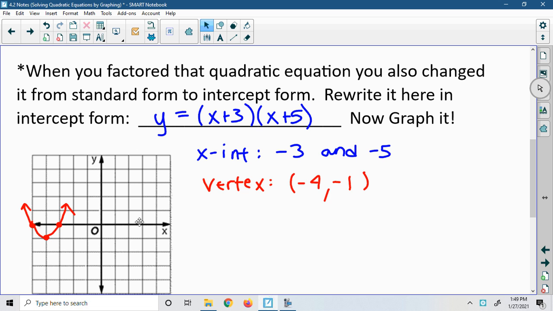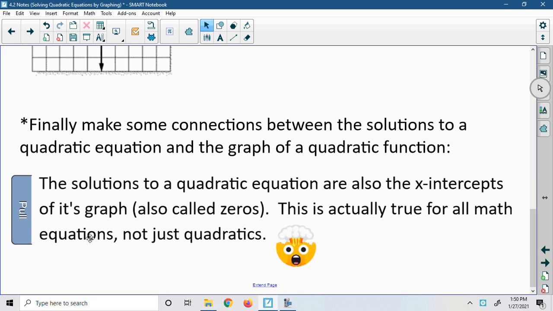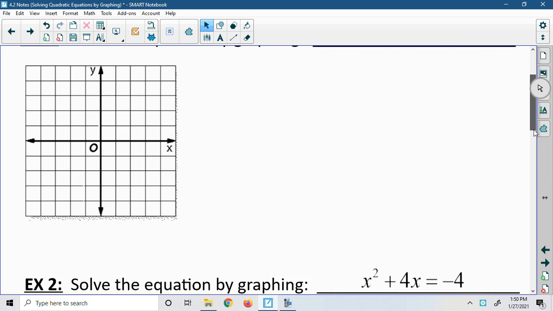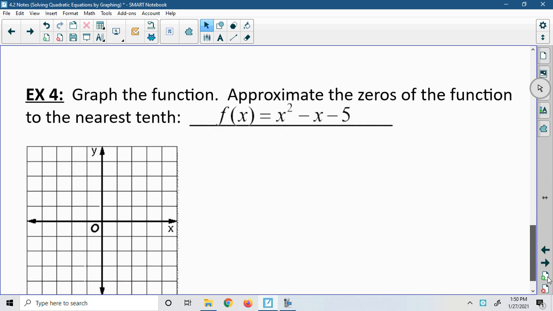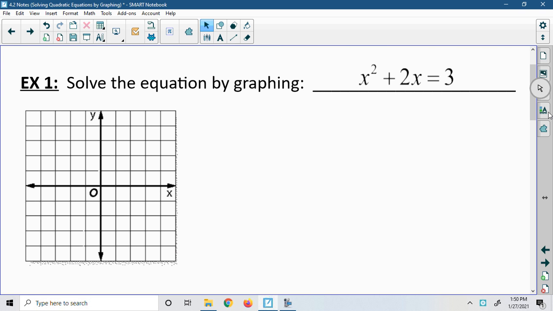If you ever want to solve some kind of equation and you might have forgotten how to solve it or something, you can always just graph it. And the x-intercepts are also the solutions to that equation. Hopefully your mind was blown by that. So now, number 4, all that's left to do is practice some examples like the ones that will be on your homework. Basically, we're just going to solve a bunch of equations by graphing, now that we know that the x-intercepts are the solutions to the equation.